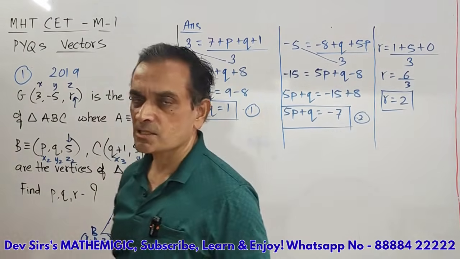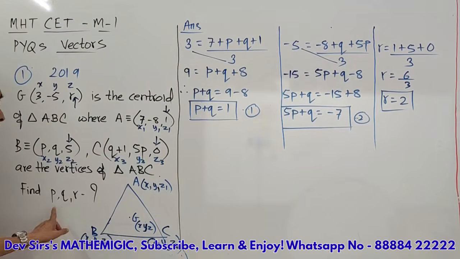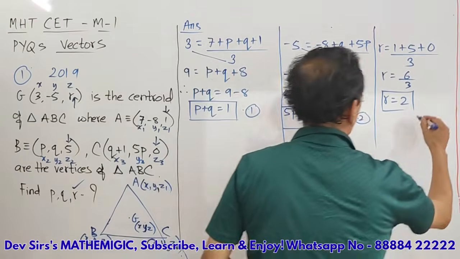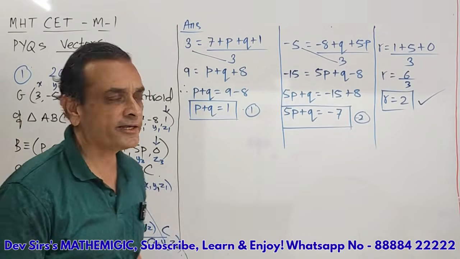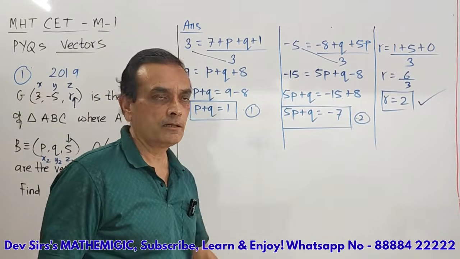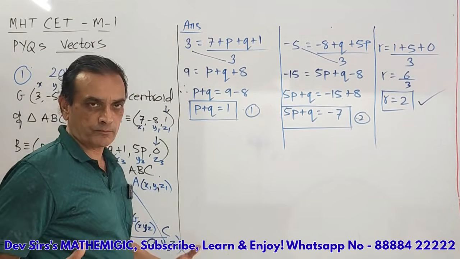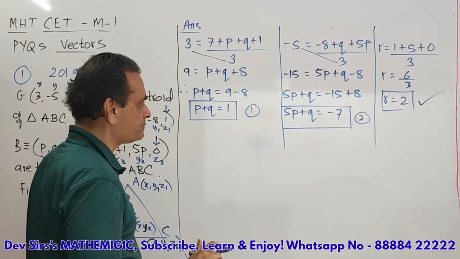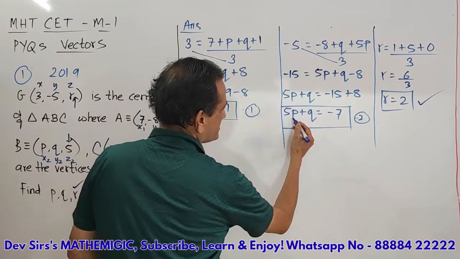What is the question asked? Find the values of P, Q, R. R we have got. How to find P and Q? Just solve these equations simultaneously. This simultaneous method is the CET method, no description needed. Write this equation first.